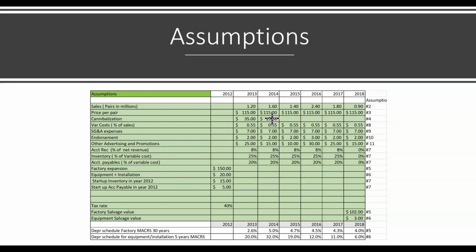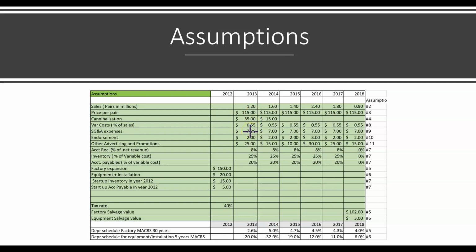In order to figure out the variable cost, also called cost of goods sold, they've assumed, this should not be a dollar sign, they've assumed 55% of revenue. So this number should be 0.55. Now that dollar sign should not be there. 0.55 times the revenue is how they get to the cost of goods sold.